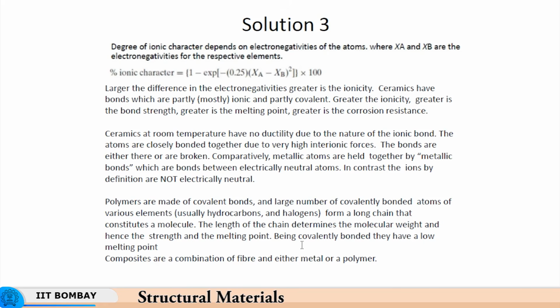Whereas in metals, the metallic atoms are held together by metallic bonds, which are bonds between electrically neutral atoms. So there is a slight distinction between ceramics and metals, namely that ceramics are bonded together between two ionized elements. So calcium and fluorine, they are in ionized condition. So these are not electrically neutral. So these are two ions, and then they come together and they get bonded together. Whereas in metals, each atom is electrically neutral, and therefore in metals bonding takes place between electrically neutral atoms.